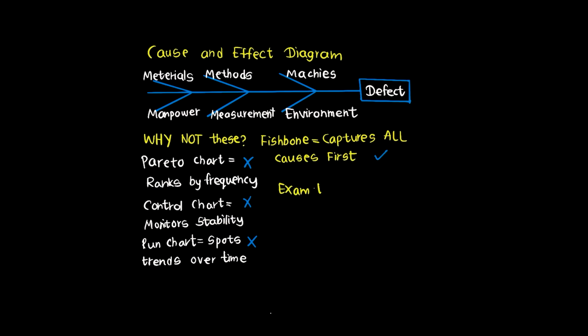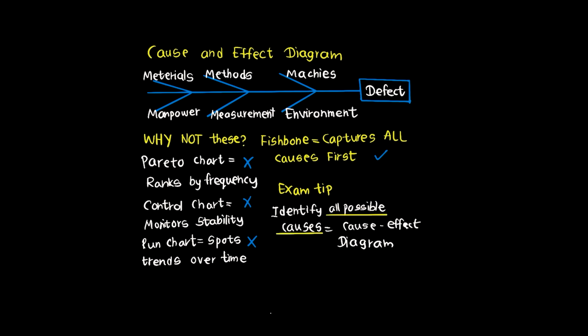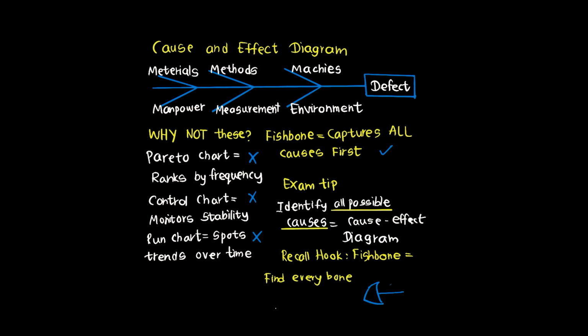Here's a WGU C215 OA exam tip for you. When a question says identify all possible causes or organize causes into categories, that is pointing straight at the cause and effect diagram. Quick recall hook: fishbone equals find every bone of the problem.